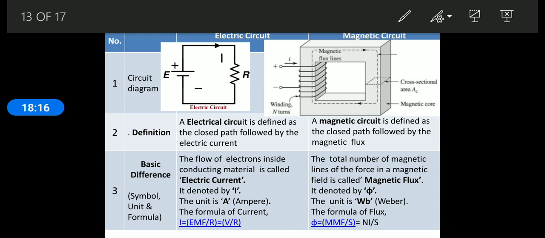In a magnetic circuit, the total number of magnetic lines of force in a magnetic field is called magnetic flux. It is denoted by phi. The unit of magnetic flux is Weber, Wb. The formula of flux is phi equal to MMF by S. We can also write phi equal to NI by S, where S is nothing but reluctance. That is, in an electrical circuit there is the current, and in a magnetic circuit there is the magnetic flux.